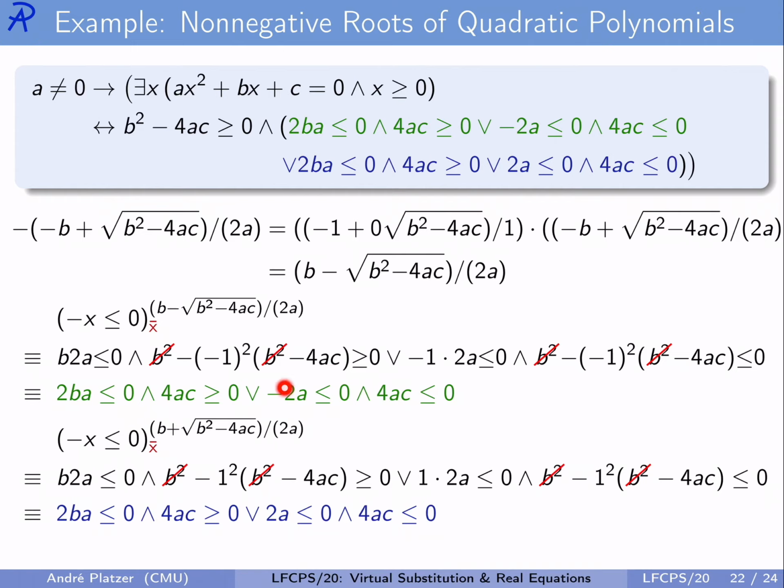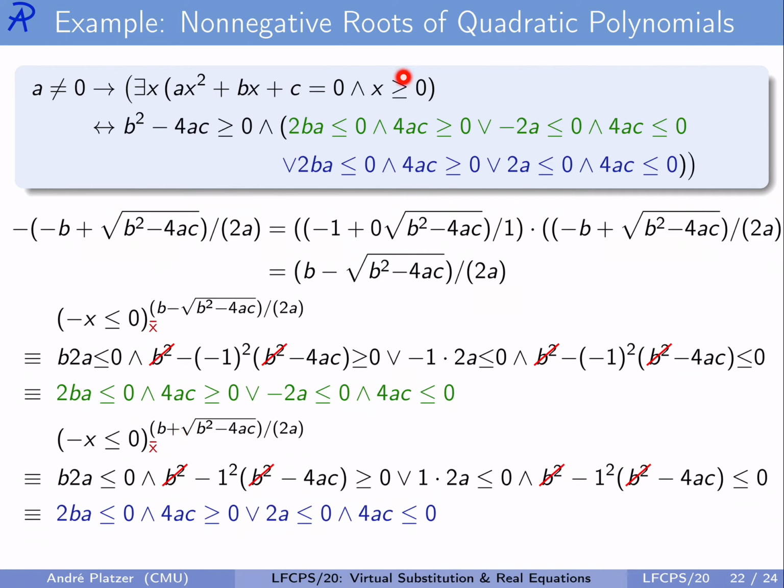So this just gives us 4ac greater than or equal to 0, because gathering the minus and the minus gives us the plus, and the square goes away. Here we have minus 2a less or equal to 0, and these again cancel, and we have 4ac less or equal to 0 as one of the conditions that we get from having plugged in the negative square root. Plugging in the positive square root correspondingly will give us that condition.